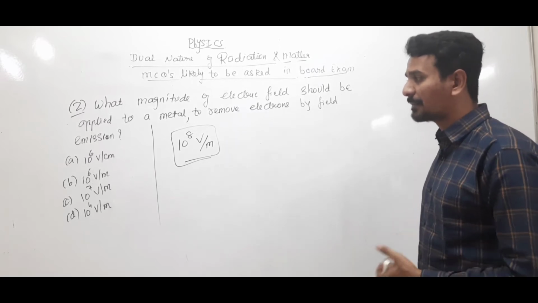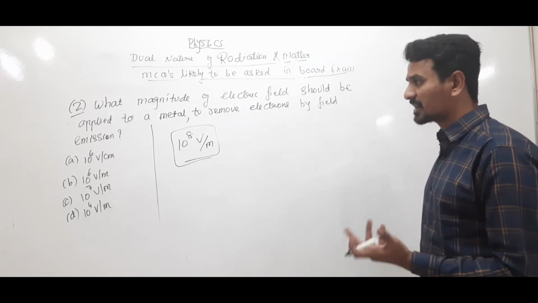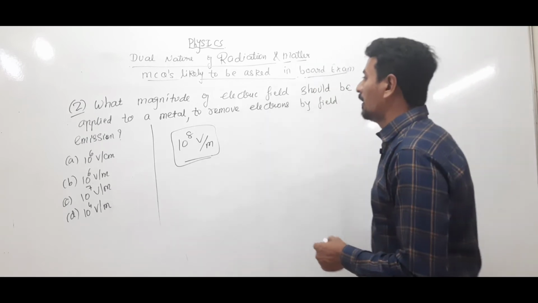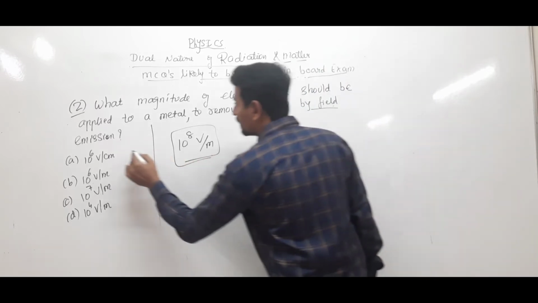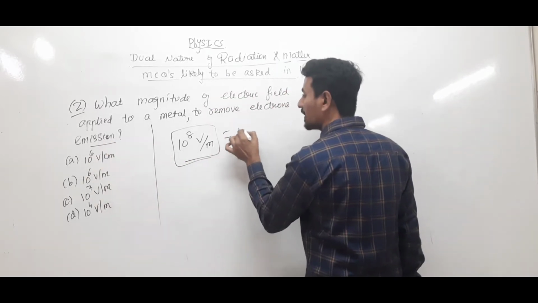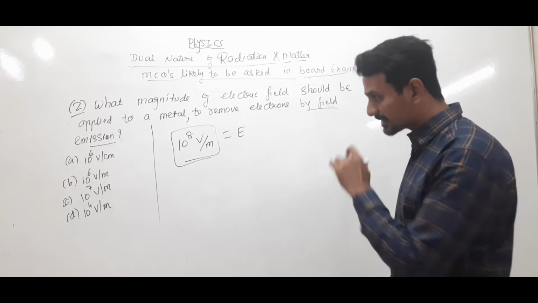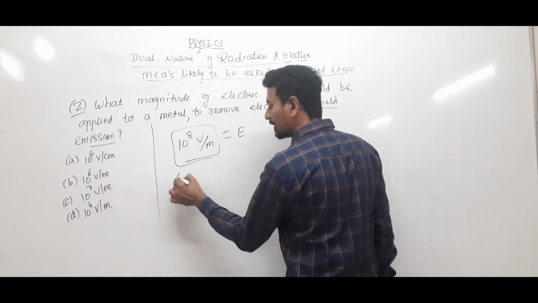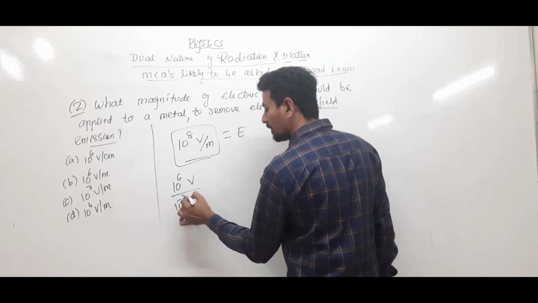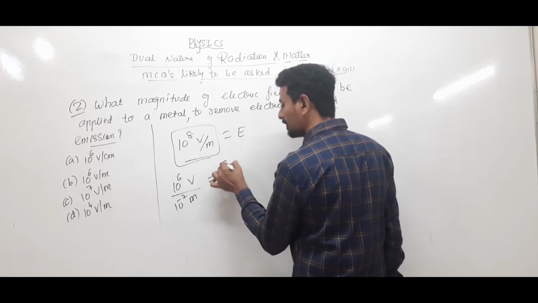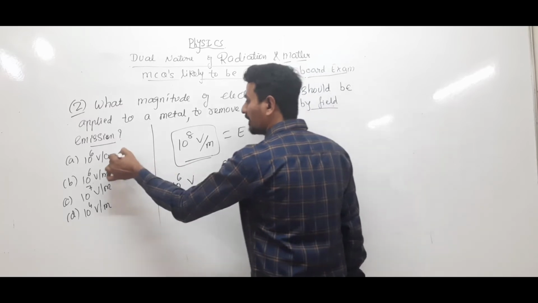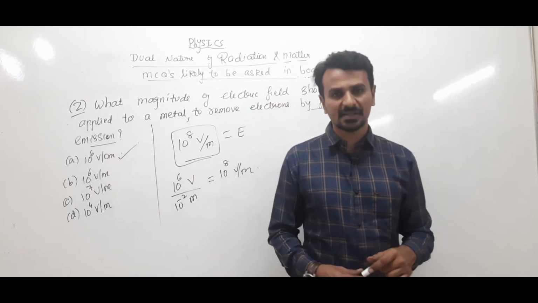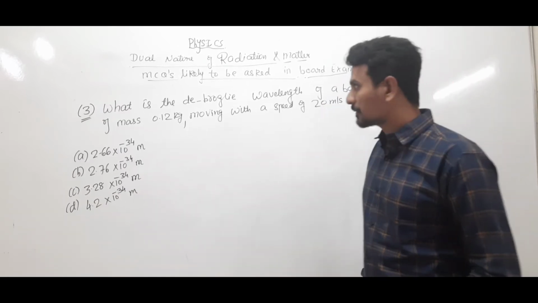Thermionic emission, field emission, photoelectric emission, these are the three ways to remove electrons from the metal. But for field emission, this magnitude of electric field should be applied. It is given as 10⁸ volt per centimeter, which converts to 10⁸ volt per meter. So this is the correct option. Clear? So A is the correct option. Fine.